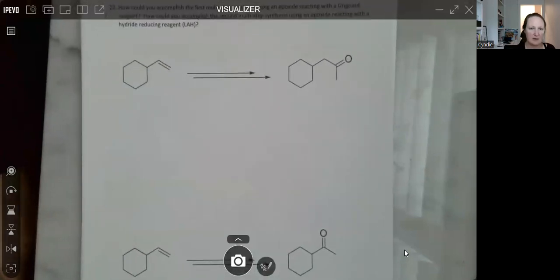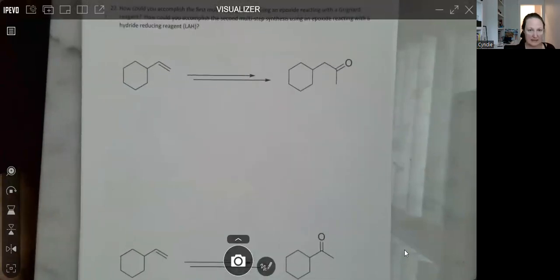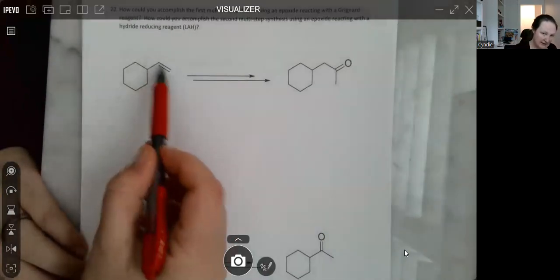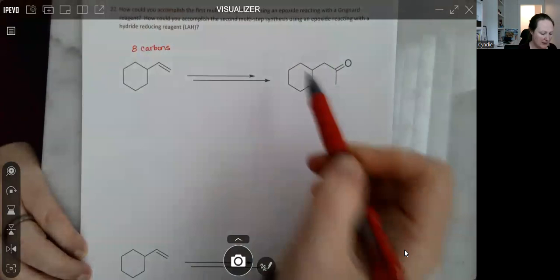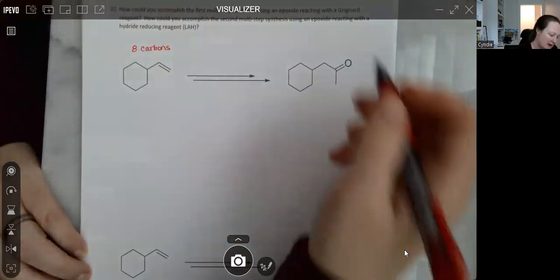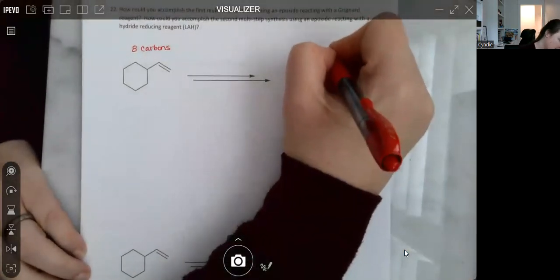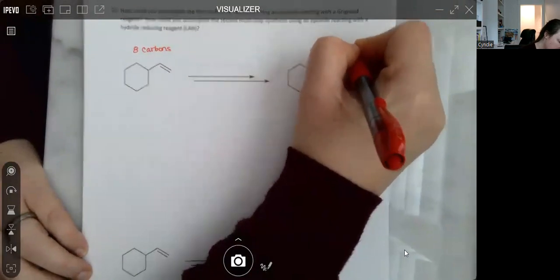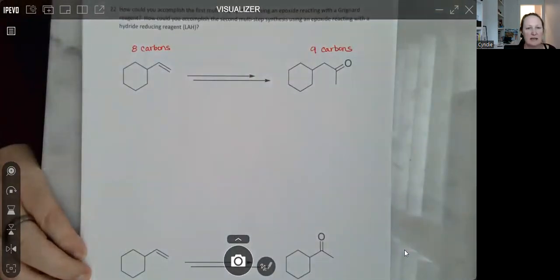Okay, so remember what I always say about synthesis: count your carbons. So over here we have 6, 7, 8, right? So we have 8 carbons. And then over here we have 6, 7, 8, 9, right? 9 carbons. So that is a clue, if we didn't already have one, that we need to form a new carbon-carbon bond. And one way to do that is through a Grignard reagent.